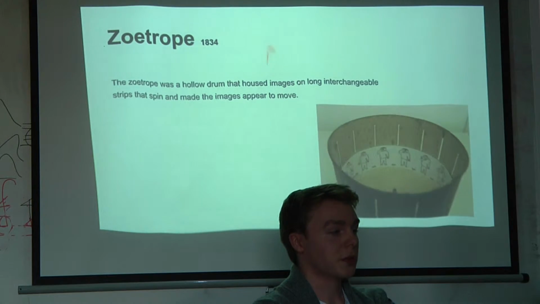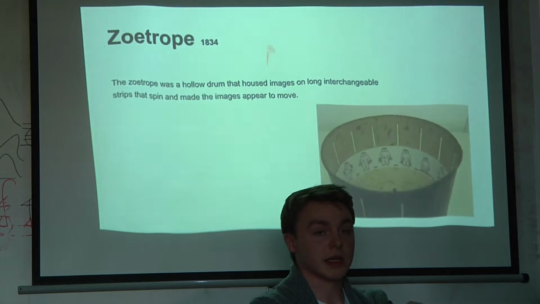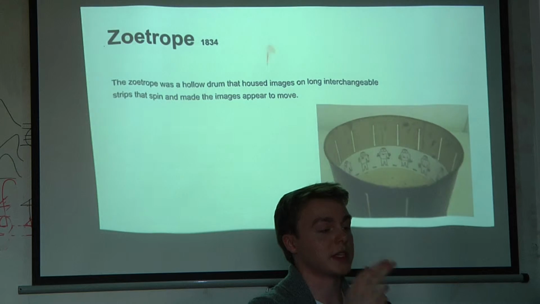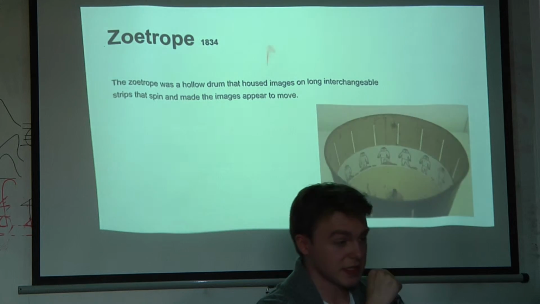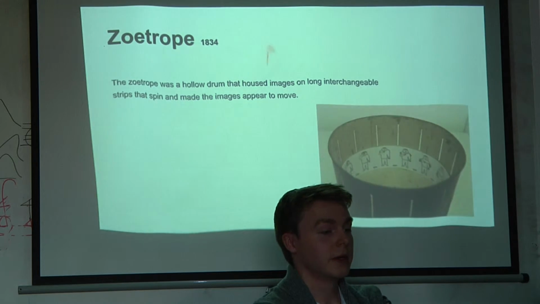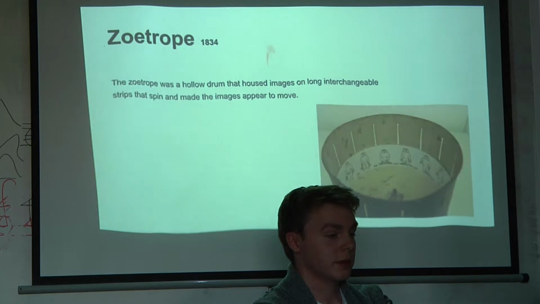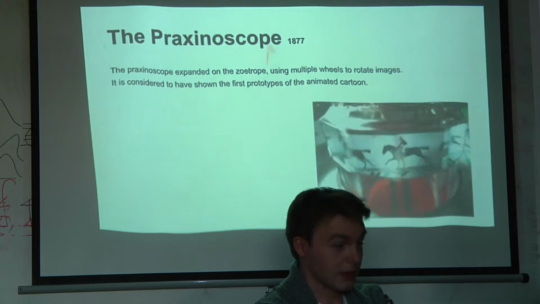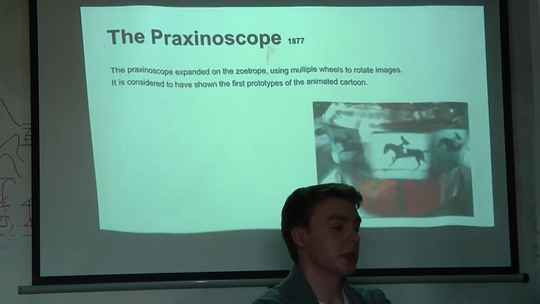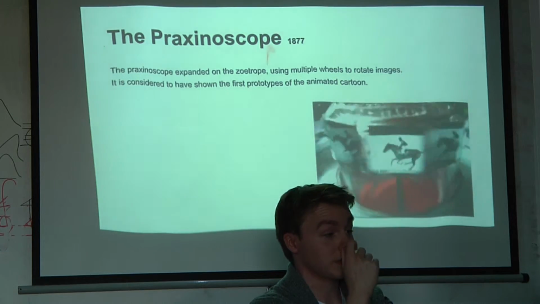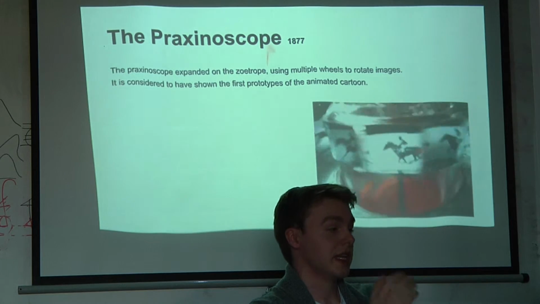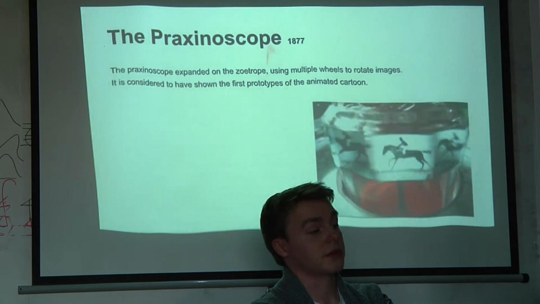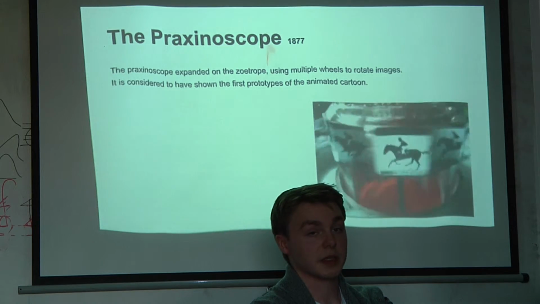Then there's the Zoetrope, which was a hollow drum that had interchangeable images on the inside, and when it was spun, the images appeared to move up and down. See, this person is zipping themselves back up on a constant loop. And then the Praxinoscope was almost a step up from the Zoetrope. It was using multiple wheels to rotate images, and it is considered to have shown the first prototypes for animated cartoons.